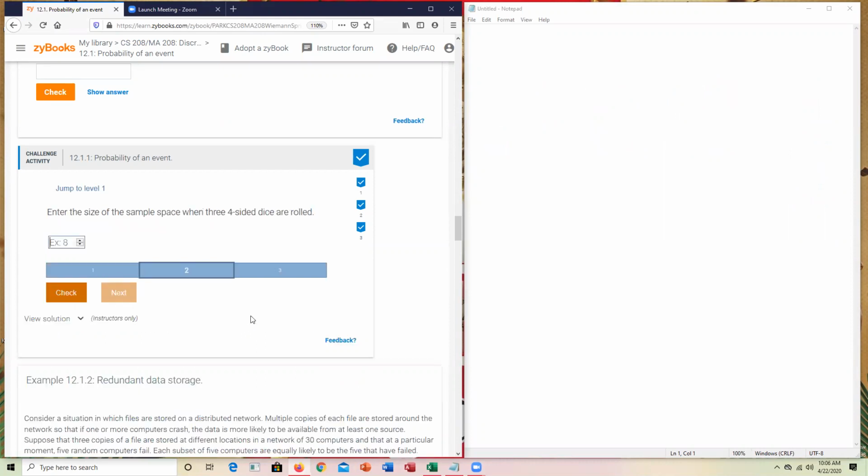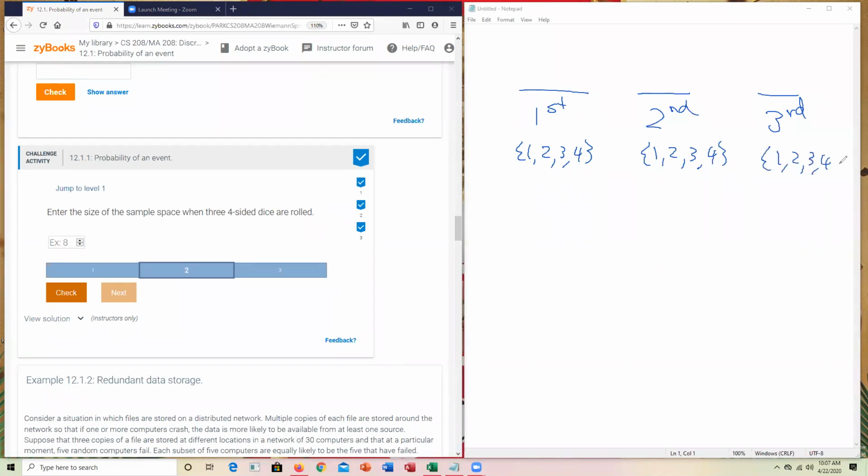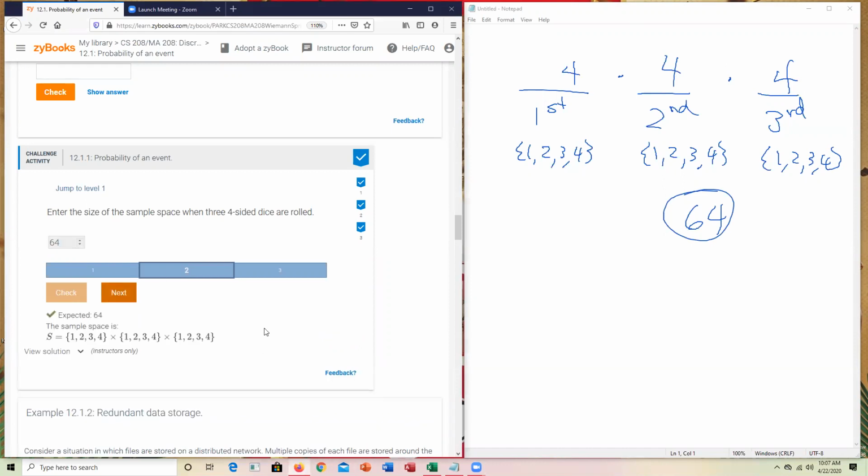Let's go to the second. Sample size where 4-sided dice are rolled. So we have the first dice, the second dice, and the third dice. They are 4-sided, so it would be 1, 2, 3, 4 for each. There are 4 possible outcomes for the first, 4 for the second, and 4 for the third. 4 times 4 is 16, times 4 is 64 possible outcomes. Let's verify that is correct, 64. Check it, and that completes number 2.